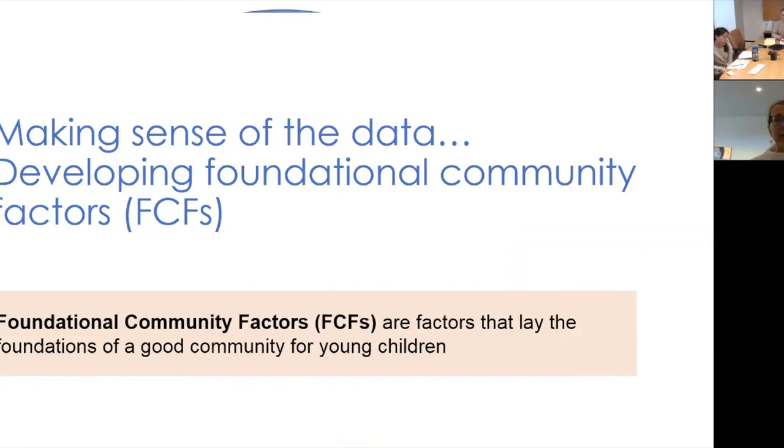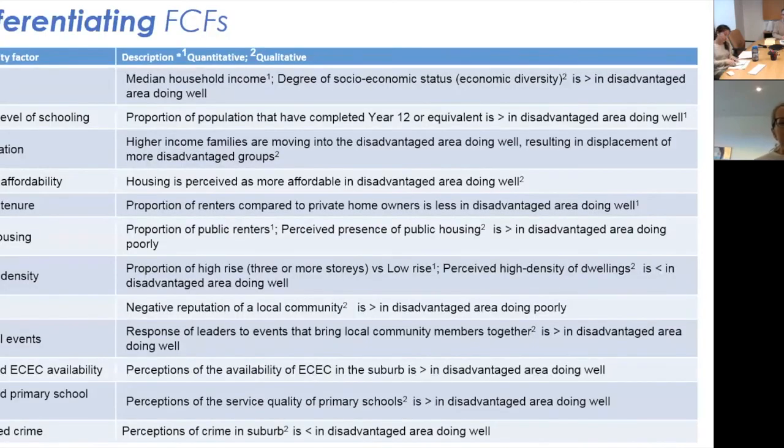So this very large mixed method study, which I'm not going to talk a lot about because it would take a whole presentation and there's lots more to talk about, we came up with what we've called a set of foundational community factors. That is, factors that lay the foundations of a good community for young children. And when we started this project, we didn't take anything off the table. So you can imagine, you kind of go, oh, housing, that's too difficult, let's take that off the table. Our built environment, that's too difficult, let's take that off the table. But we didn't take anything off the table. And so we came up with this set of differentiating foundational community factors that were actually associated with areas doing better.